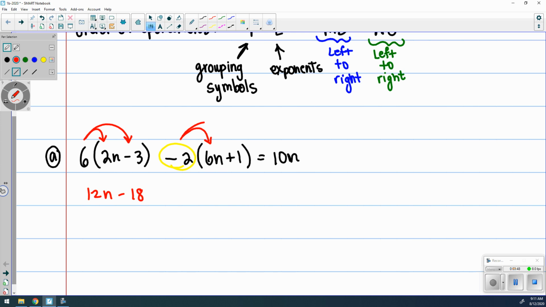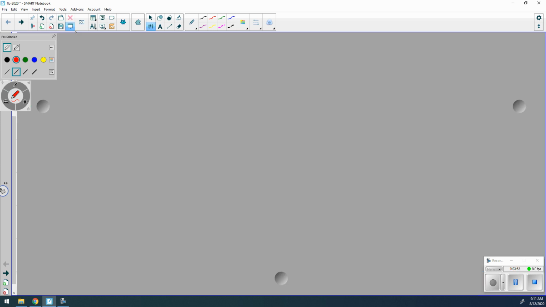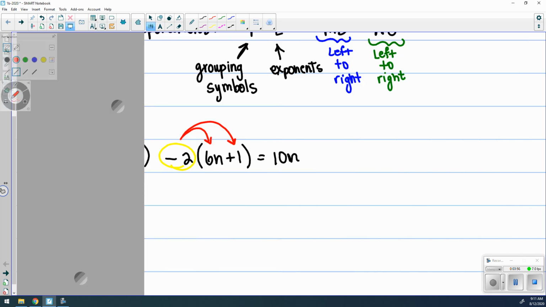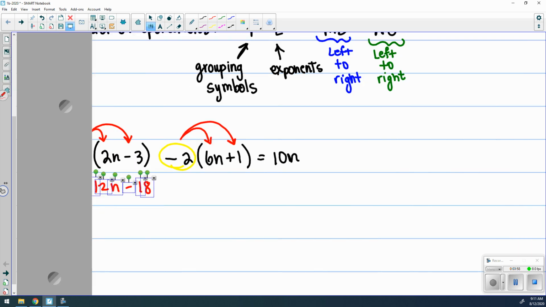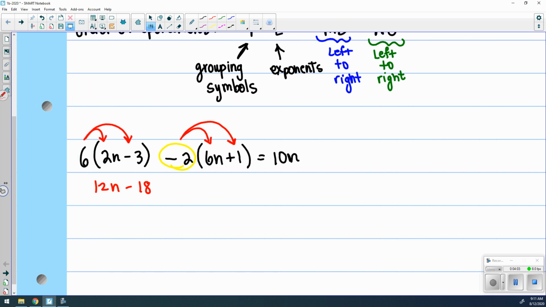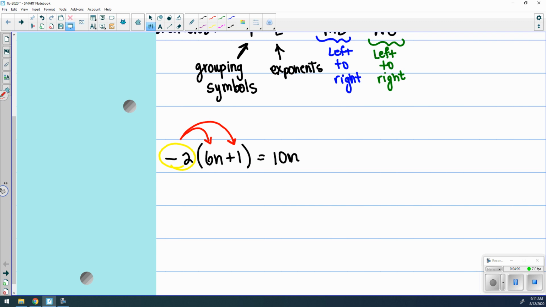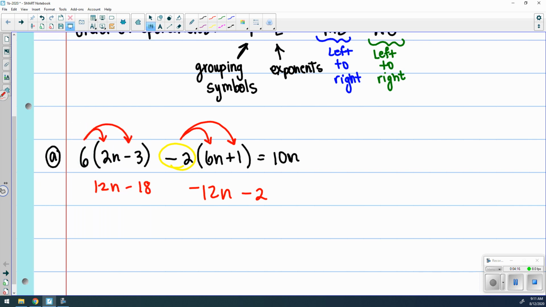Distributed in. So if I didn't have the 2n minus 3, or actually it was 6 times 2n minus 3, if I didn't have any of that, I would be distributing in the negative 2, and that would give me negative 12n and a negative 2, or plus negative 2. So send that negative with the 2 as you're going about the distributing process. Okay, don't forget about equals 10n. All right, so far so good.